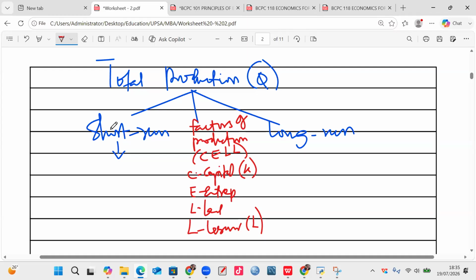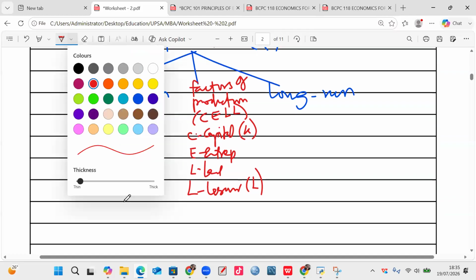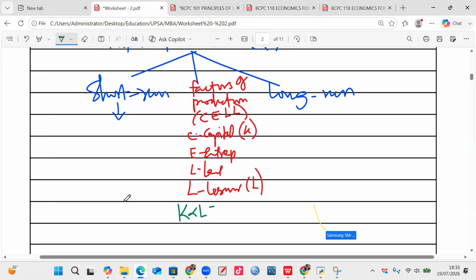Yes, please. So this concept of production we are going to deal with, the capital and the labor are what we are concentrating on. And the capital and the labor, they are called inputs. The capital and the labor, they are called what? Inputs. They are called inputs.